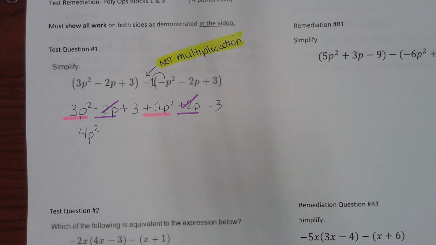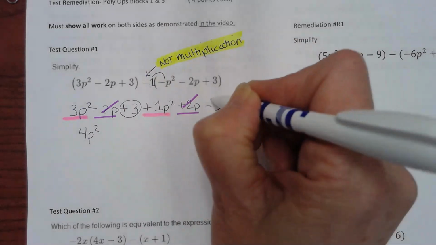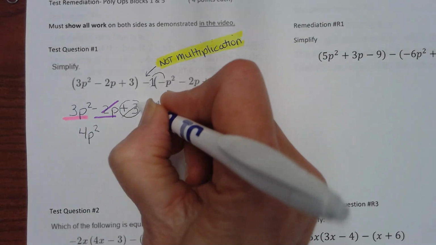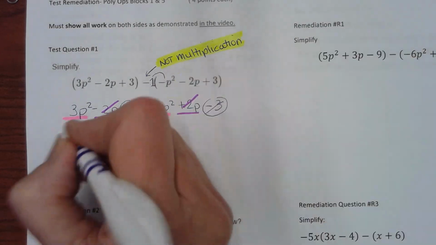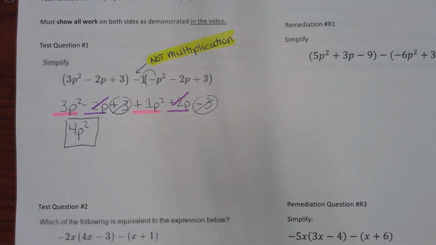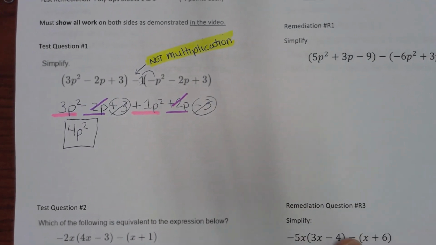And then next we are going to combine our constants. I've got a positive 3 and a -3, and those actually cancel out as well. So your answer is 4p squared. All right. Make sure you're showing the same work on this side, folks.